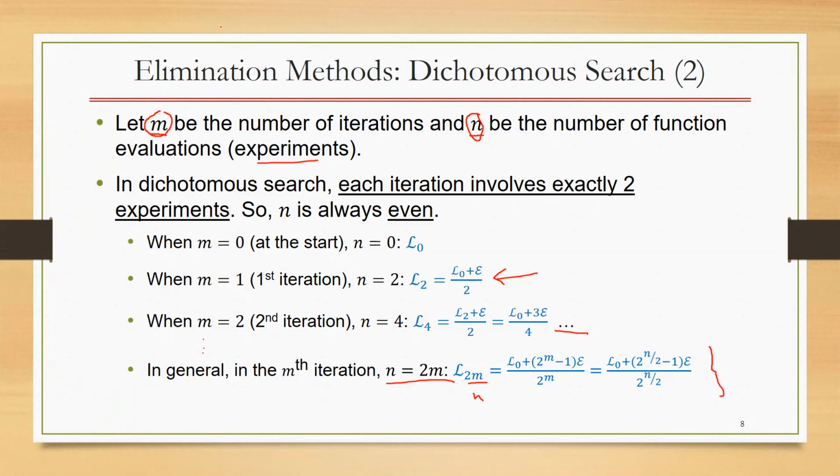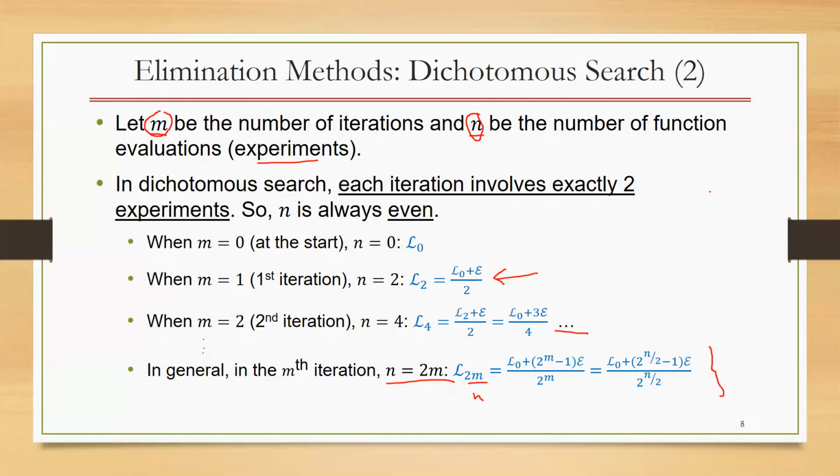So is this clear? I hope you guys have used the same approach. Any questions? Yes, sir. I was just wondering why we use the number of experiments and not the number of iterations? Because anyway, we know that n is 2 times m.